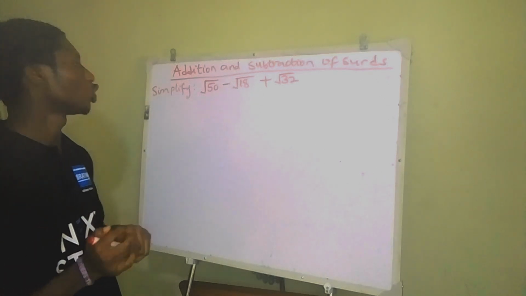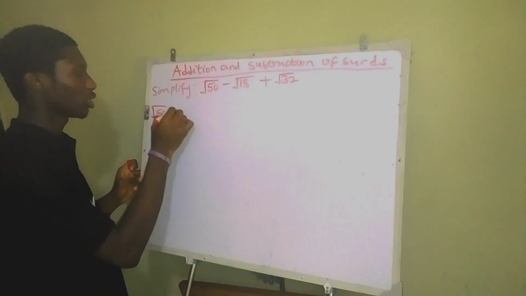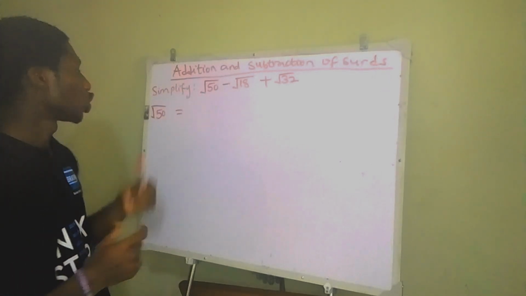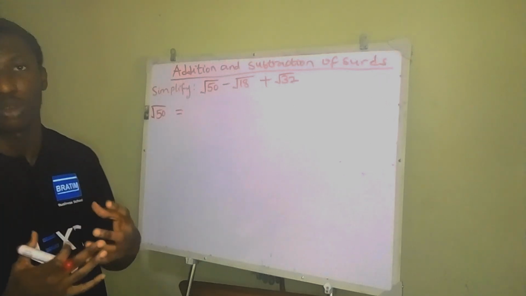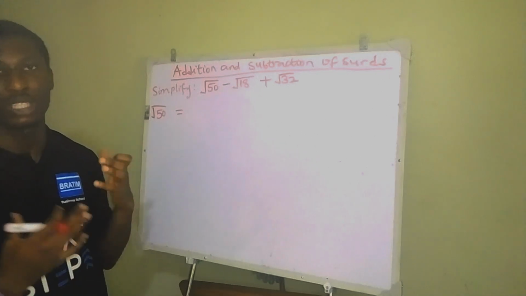So let's first of all reduce square root of 50. I believe we have done it, but I'll still go over it again. It can be written as what? 25 times 2. Why? Because 25 is a perfect square. We can also write it as 10 times 5, but neither 10 nor 5 is a perfect square. But 25 is a perfect square.